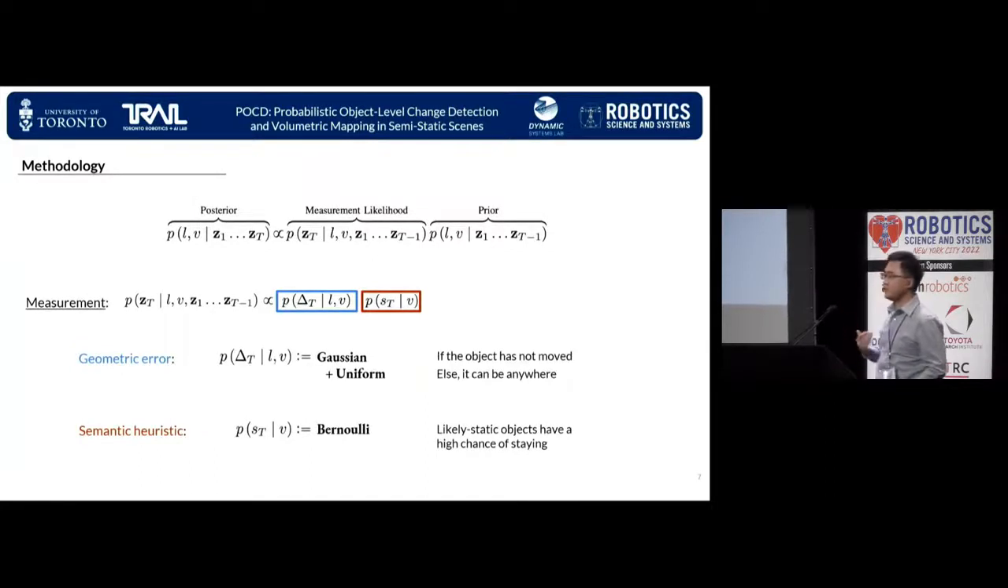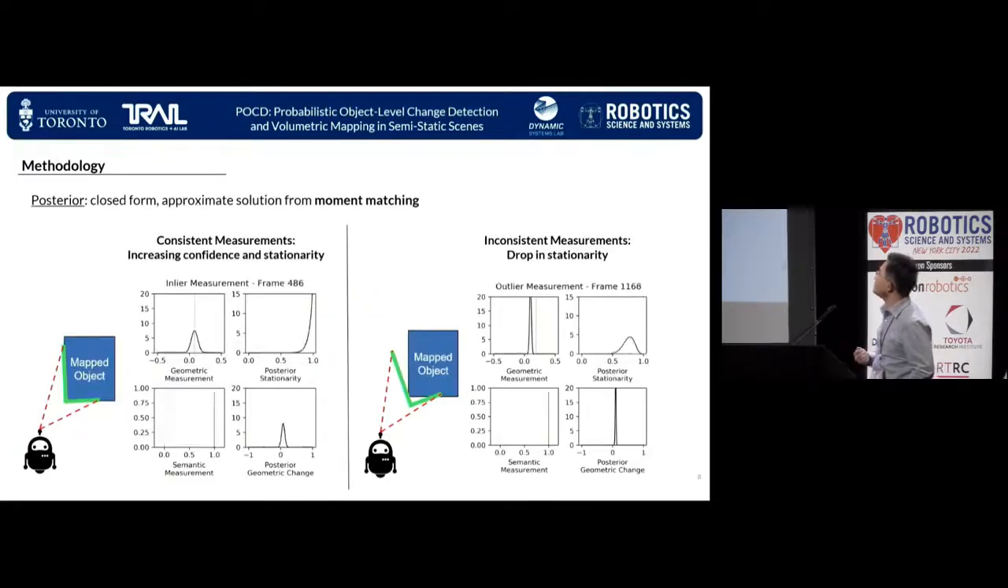On the other hand, the measurement likelihood is decoupled as a product between semantic and geometric terms. The geometric error term is modeled as a Gaussian uniform mixture weighted by the stationarity, as we expect the geometric error to be a zero-mean Gaussian if the object did not move. If the object changes, then it could be anywhere. The semantic heuristic is modeled as a Bernoulli distribution, as we expect likely static objects, such as shelves, will have a high chance of staying around. So putting everything together and applying moment matching, we can derive an approximate solution for the posterior.